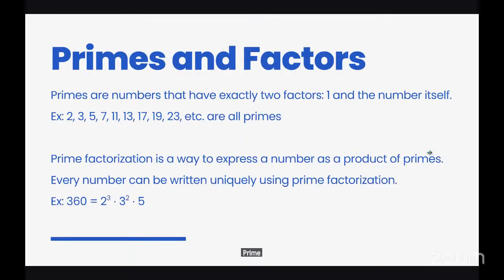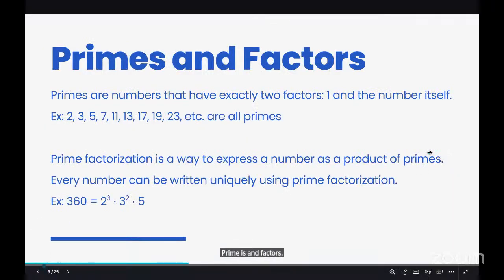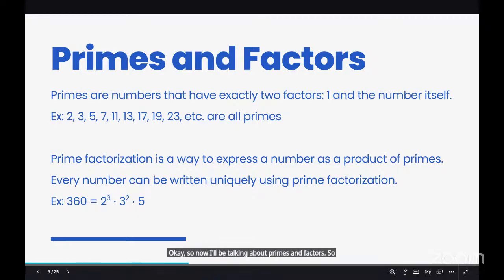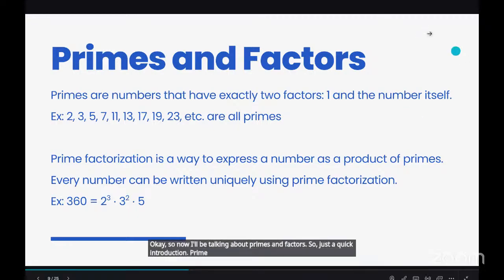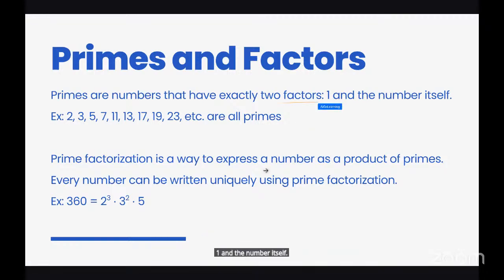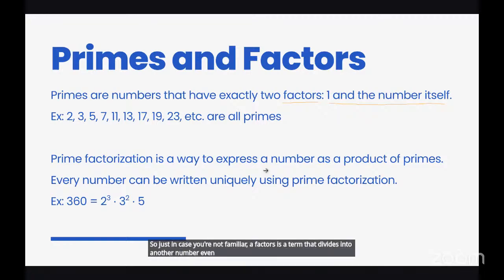Primes and factors. Okay, so now I'll be talking about primes and factors. Just a quick introduction. Prime numbers are numbers that have exactly two factors, one and the number itself. Just in case you're not familiar, a factor is a term that divides into another number evenly without leaving any remainder. So it should be divisible, with nothing left over.